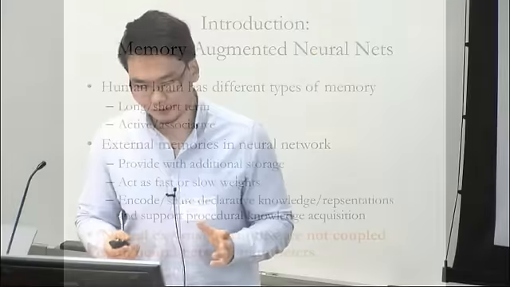We know that our brain has different types of memory: long-term, short-term, active, or associative memory. For example, we have an associative idea-trigger process in our brain. When we hear a word, for example, day, it will automatically trigger some of the concepts related to day, for example, night. This is how associative memory works in our brain. External memory in a neural network can provide additional storage. It can act as fast or slow weights. It can encode knowledge or representations so that it helps us acquire procedural knowledge for a specific problem.